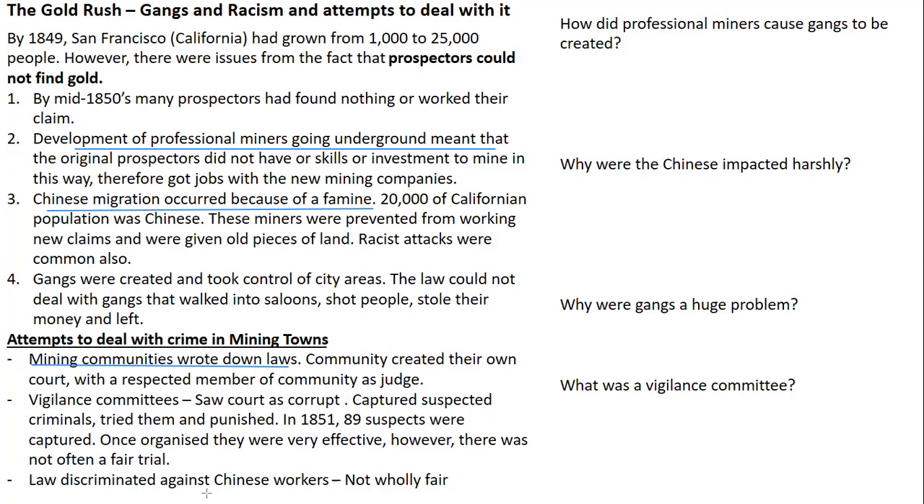They weren't consistent. You had vigilance committees that were corrupt. So you'd capture the suspect yourself, try them yourself, and punish them yourself. So it was basically them trying to take the law into their own hands, which meant that at times violence would occur. And the law in most of the mining communities did discriminate against Chinese workers.